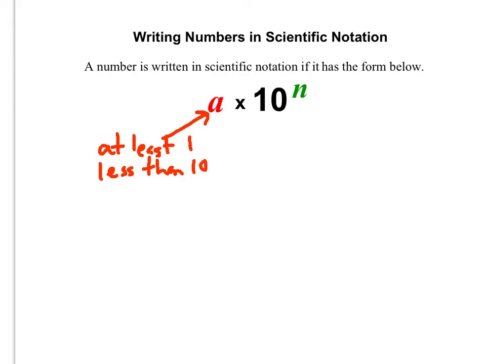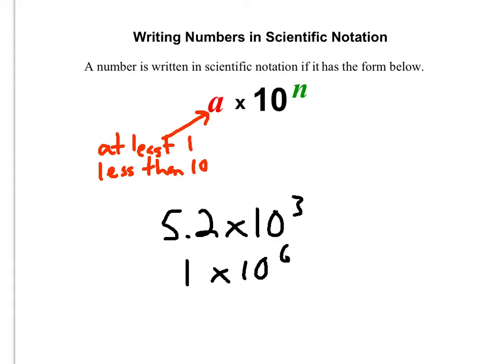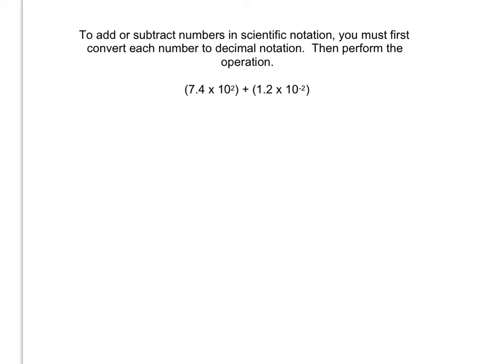So if we get a number in scientific notation, it's going to look something like this: 5.2 times 10 to some power. It could also be like 1 times 10 to some power. So it could have decimal places and it might not. It could have more than one decimal place. And we could have negative exponents for scientific notation as well. Okay, let's move on to the next slide.